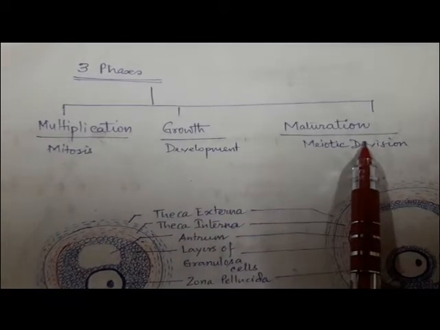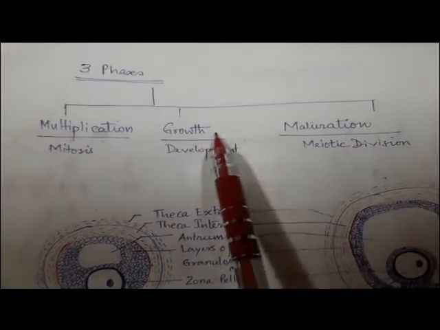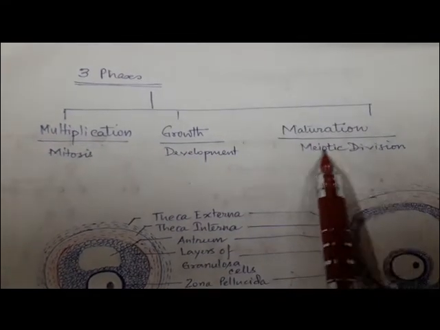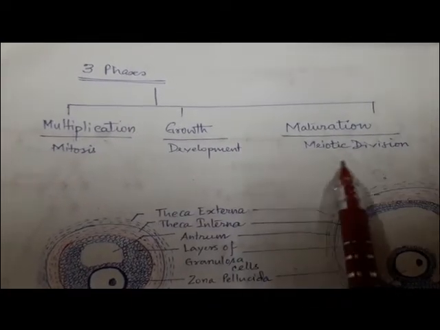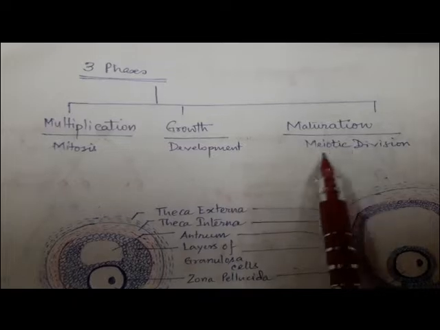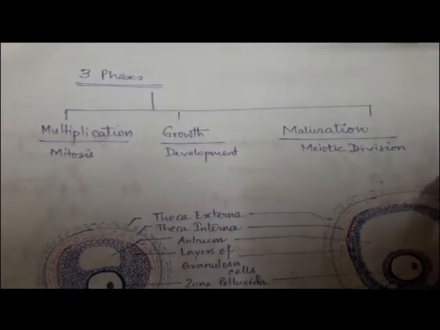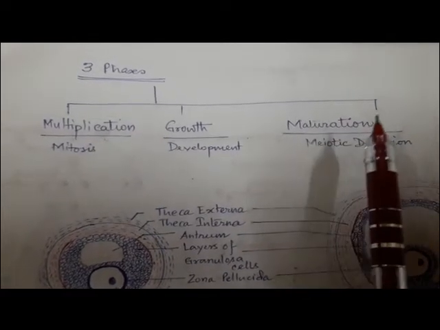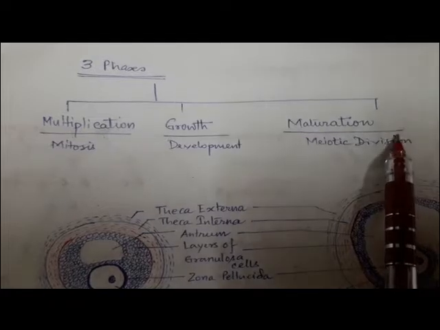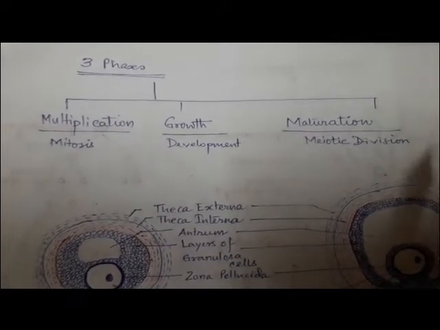The primary oocyte is diploid, so during maturation the diploid becomes haploid, right? The primary oocyte becomes secondary oocyte. So two nuclei are present right now. One nucleus acts as the secondary oocyte, and the second nucleus forms the polar body, right? So this is the division where the primary oocyte ends up as a secondary oocyte and also a small polar body, which is the first polar body.